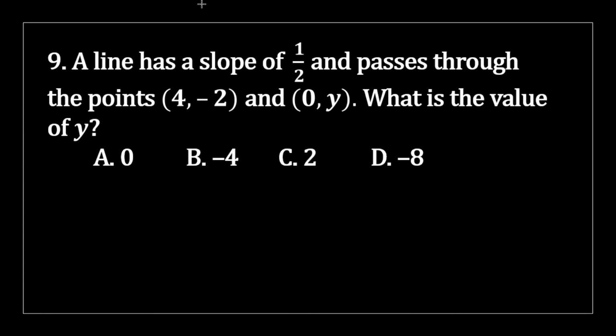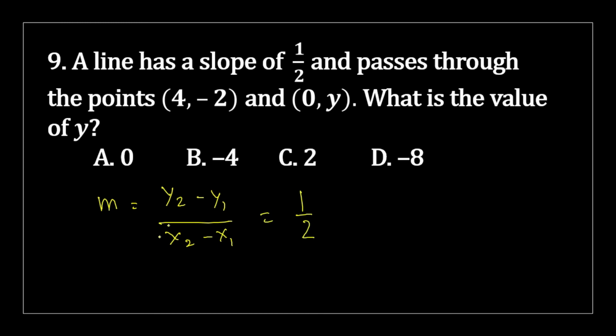Number 9. A line has a slope of 1/2 and it passes through the points (4, -2) and (0, y). What is the value of y? Again, let's use the slope formula here. m is equal to y sub 2 minus y sub 1 over x sub 2 minus x sub 1. And we have the value of our slope. The value of our slope is 1 half. So this is equal to 1 half.